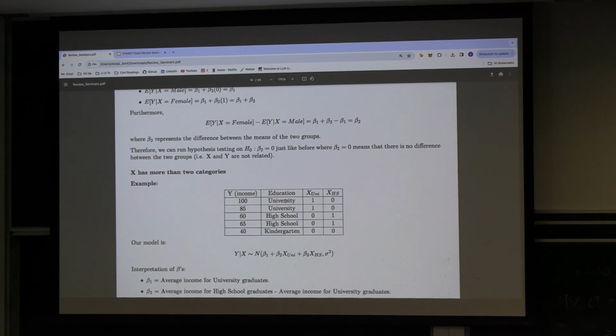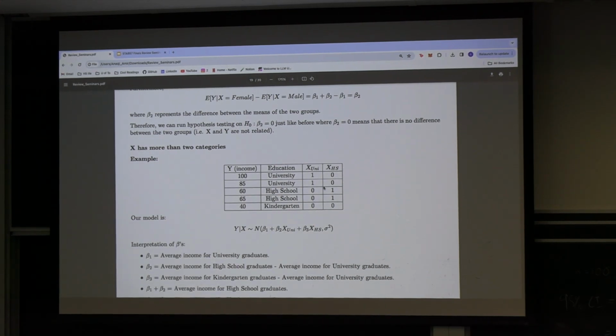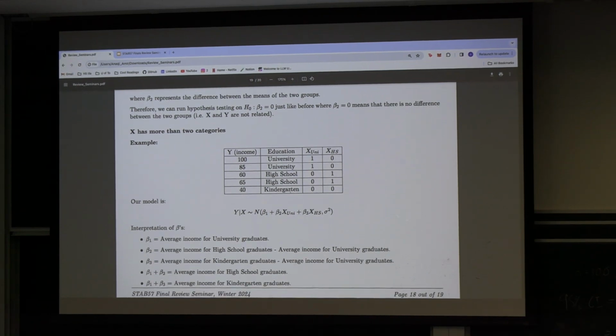What you can do is create more dummy variables for each one of those options. So if it's university, you create x university, x high school. If the person goes to university, you just put 1 in that column and 0 everywhere else. And then same thing for high school. And if it's kindergarten, you just put 0, 0 for both. You don't need a kindergarten column.